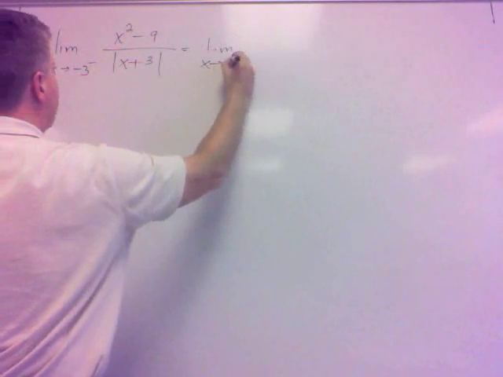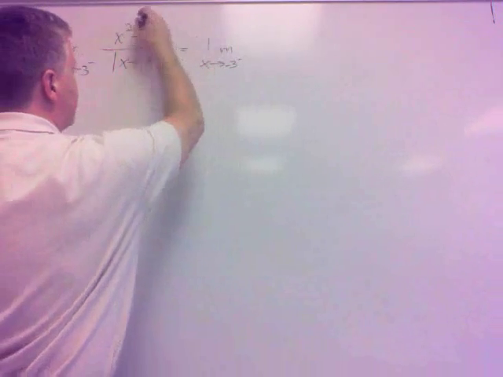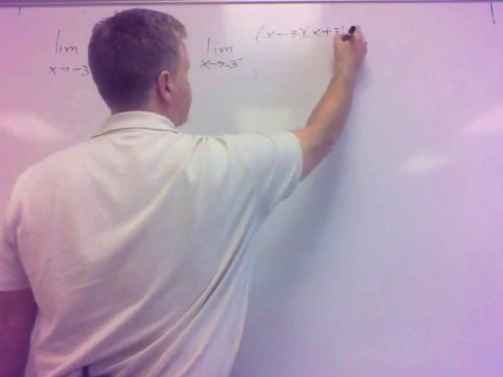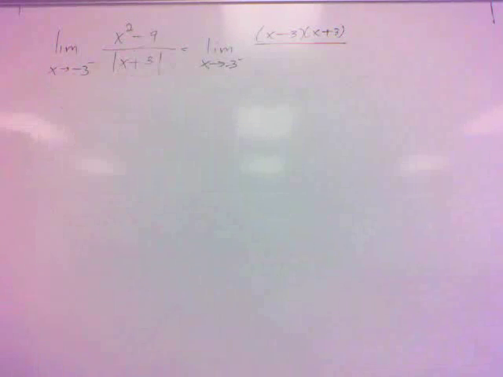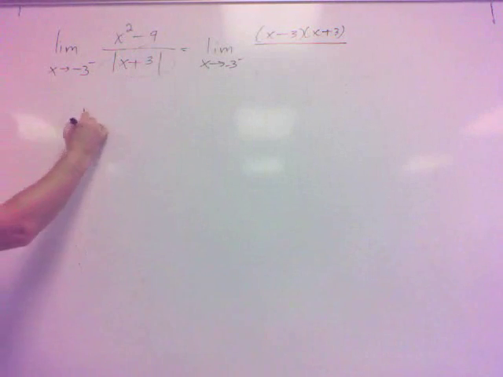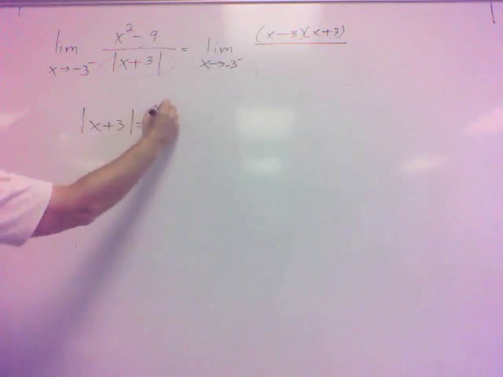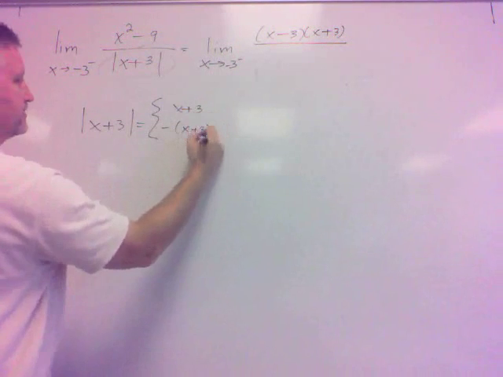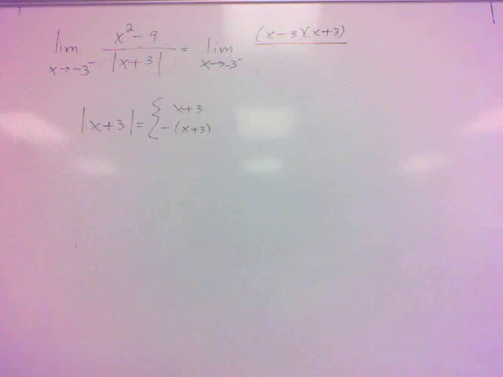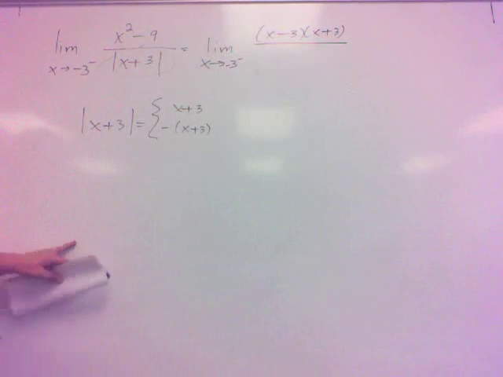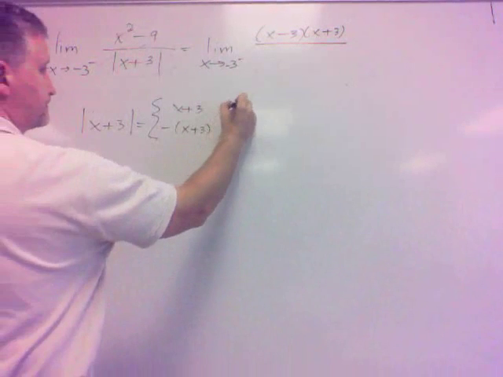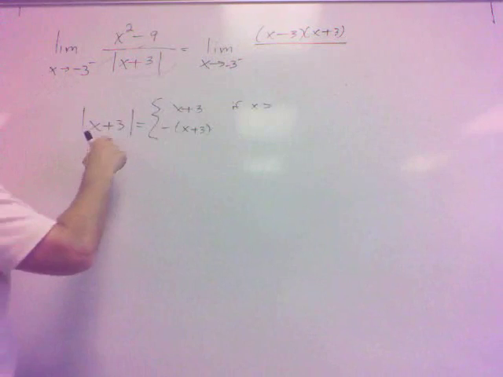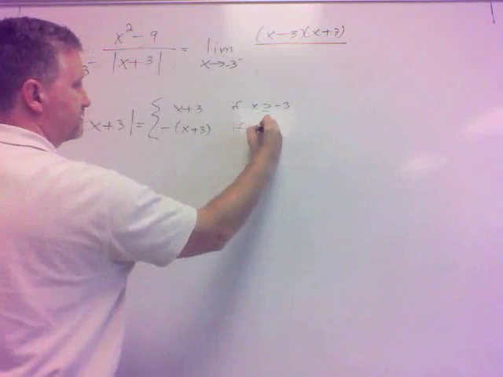Well, there's two things of note here. On the top, I'm going to need a little factoring, a difference of squares: x minus 3 times x plus 3. And on the bottom, I've got absolute value, so I'm going to use that absolute value piecewise defined function. And so I've got either x plus 3 or minus the x plus 3. This is if x is greater than or equal to -3, and this is if it's less than -3.